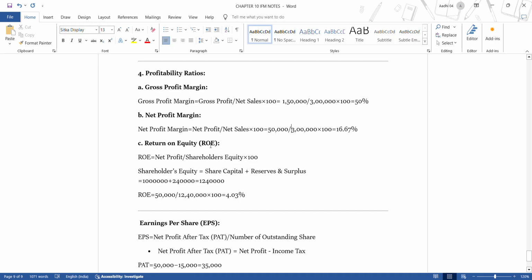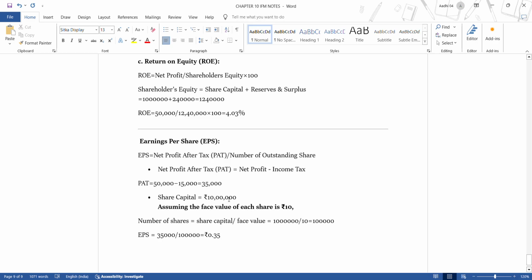Moving on to return on equity. How do we find return on equity? Net profit by shareholders equity. Shareholders equity means share capital plus reserves and surplus. Now 50,000 is the net profit available, divided by the total shareholders fund, which we already know is 12,40,000, into 100, that is 4.03. So these are the profitability ratios.